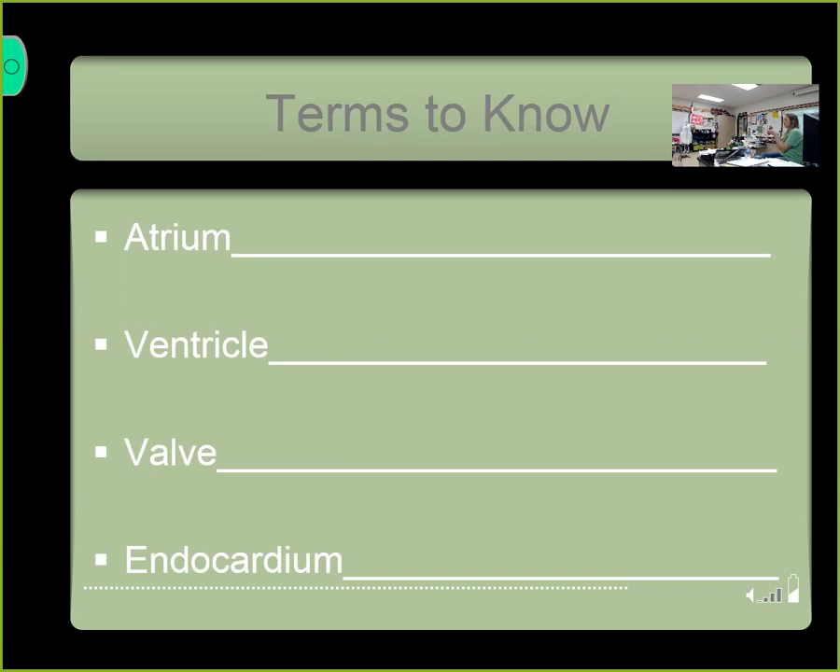So the atria, which is plural for atrium, are these 2 at the top. And if you look on the back, you can kind of see how they're twisted. The left atrium is almost all the way to the back, and the right one is kind of on the side. So those are the atria. The ventricles are the lower chambers of the heart.